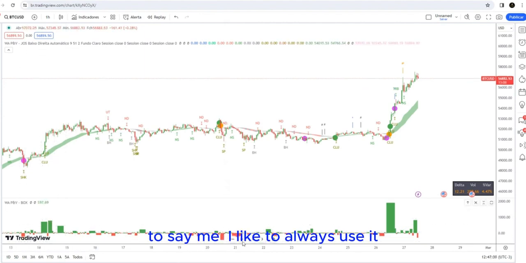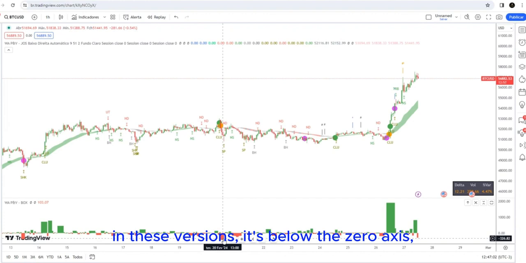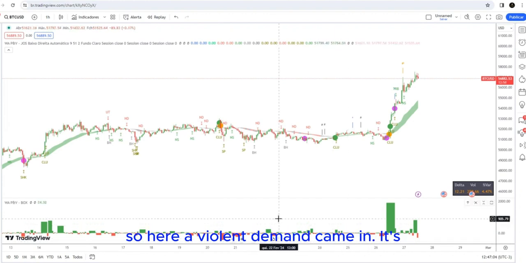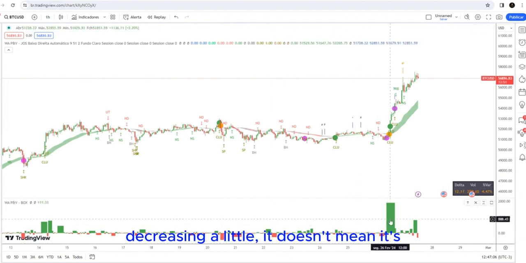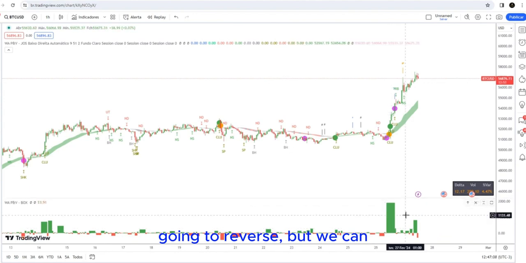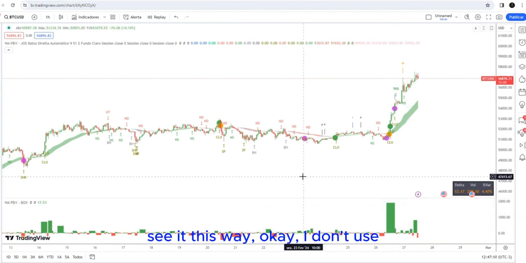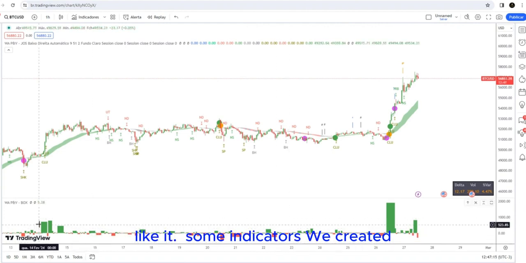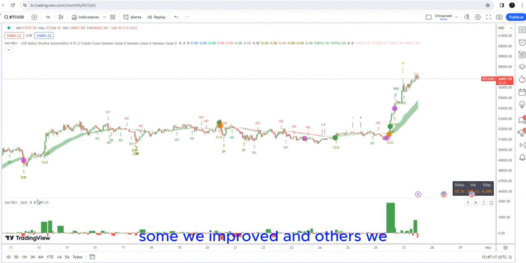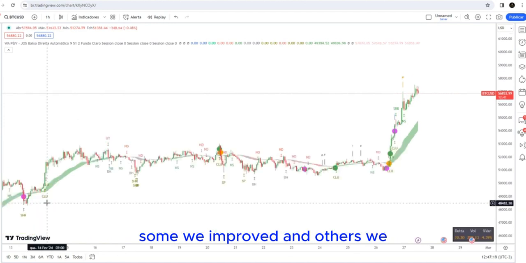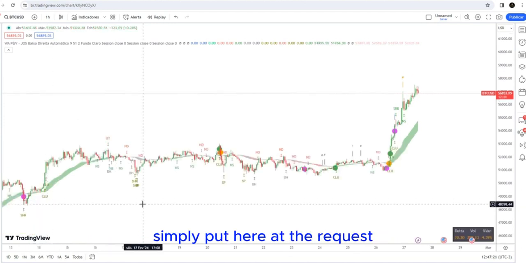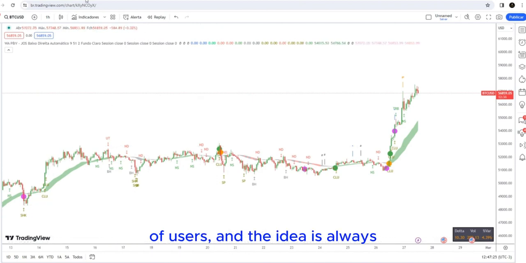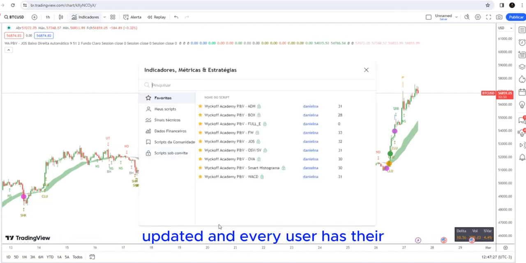I like to always use versions below the 0 axis. So here a violent demand came in. It's decreasing a little. It doesn't mean it's going to reverse, but we can see it this way, okay? I don't use many indicators, but there are people who like some indicators we created. Some we improved and others we simply put here at the request of users, and the idea is always to update, and every user has their update.